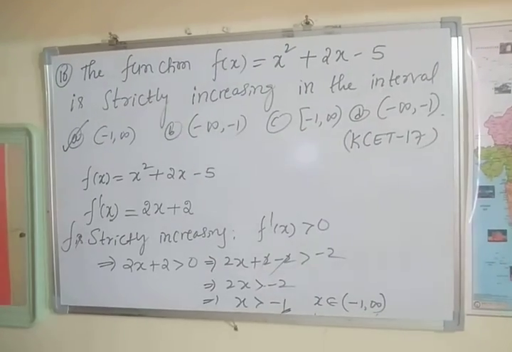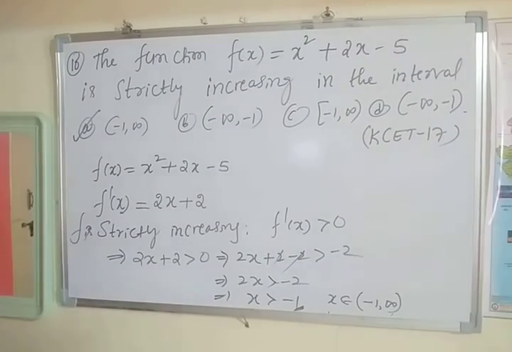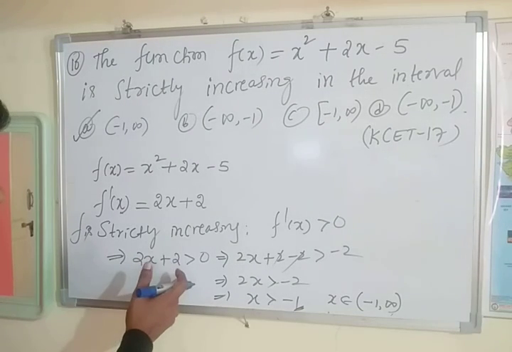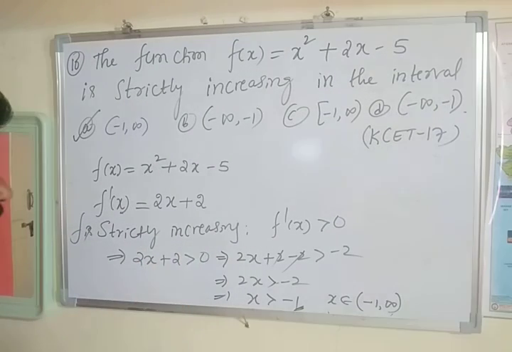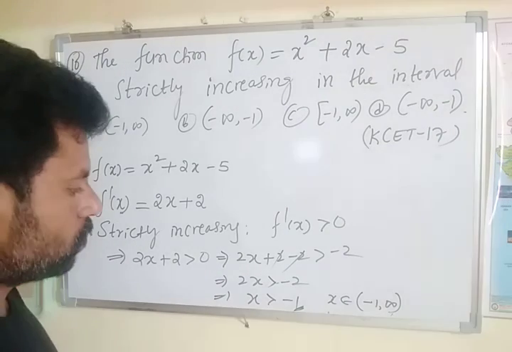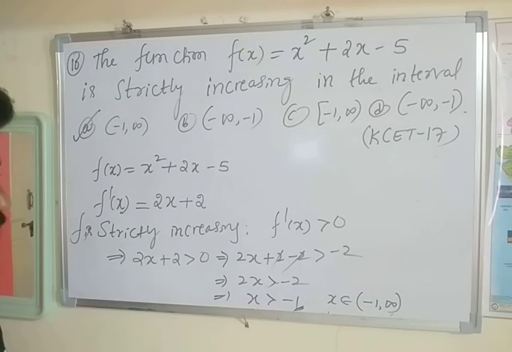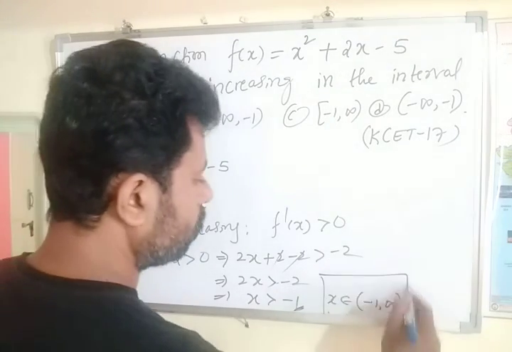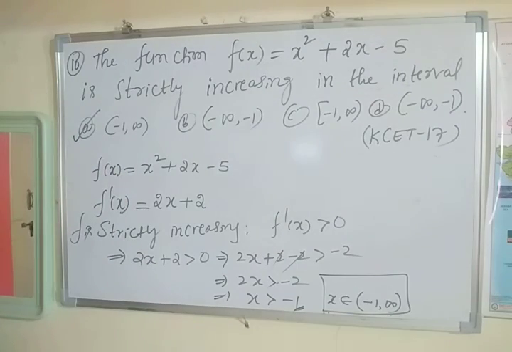So here, function f is strictly increasing. Derivative is greater than 0 means 2x plus 2 greater than 0. Here eliminate 2, or 2 transpose to right hand side, we get minus 2, or subtract both sides by 2, plus 2 minus 2 gets cancelled, 2x greater than minus 2, then divide both sides by 2, we get x is greater than minus 1. Solution of this result is x belongs to minus 1 comma infinity.